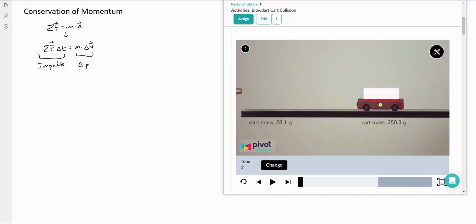It's nice to be able to describe what's happening for an individual object. Let's say that we have something that has a force acting on it for some time, and we know that specific mass is going to change its velocity by a specific amount.